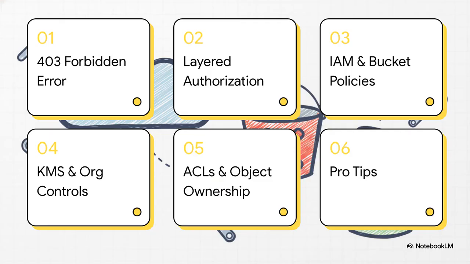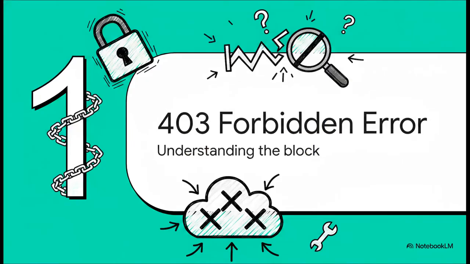But hey, don't panic, we've got a system to fix this. Here's our roadmap for this explainer. We're breaking this down into 6 steps. 1, the 403 forbidden error. 2, the S3 layered authorization model. 3, IAM and bucket policies. 4, KMS and organizational controls. 5, ACLs and object ownership. And finally, 6, pro tips for troubleshooting. All right, let's get into it.